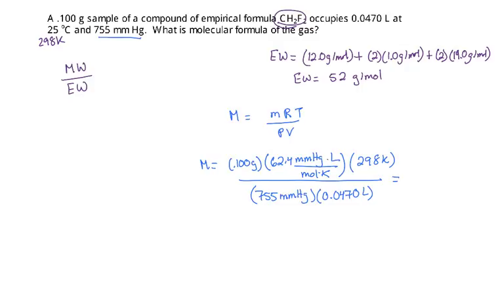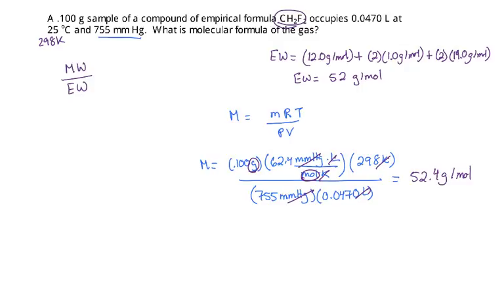If you calculate that, let's check our units here. See, liters will cancel with liters. Kelvin cancels with Kelvin. Millimeters of mercury cancels with millimeters of mercury. You end up with grams per mole, which makes sense since it's molar mass. And you get 52.4 grams per mole.